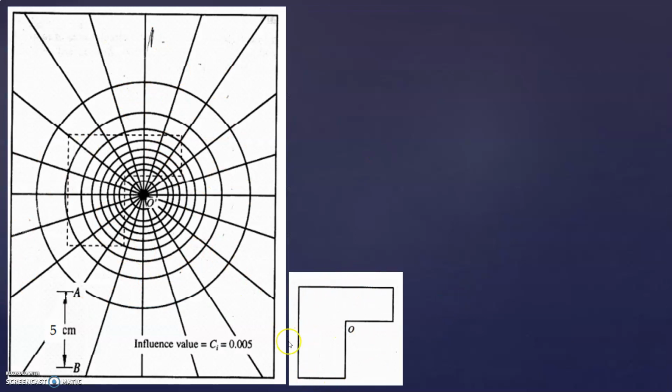Suppose I have this foundation area plan. So how do I have to find the vertical stress? Now AB is equal to 5 centimeter. So I have to place this loaded foundation plan on this chart. You can see here the center of the plan should be on top of the center of the chart. You can see here the center of the chart is O. So O has to come here, at the center.